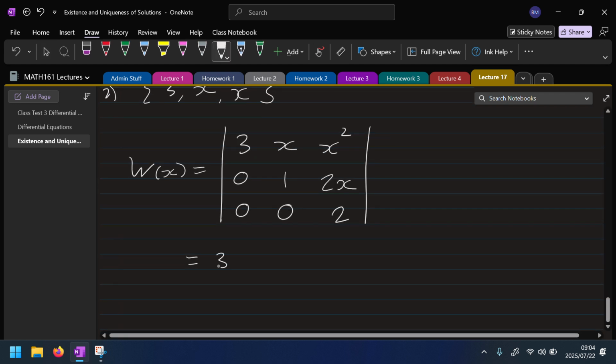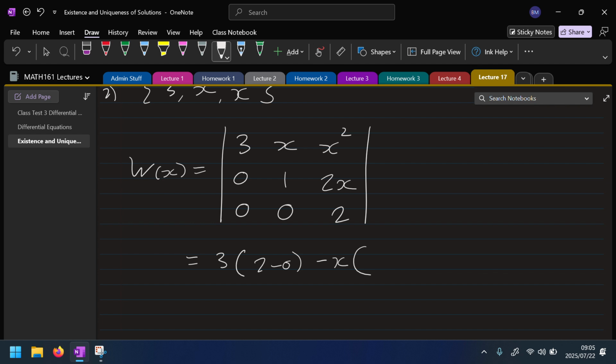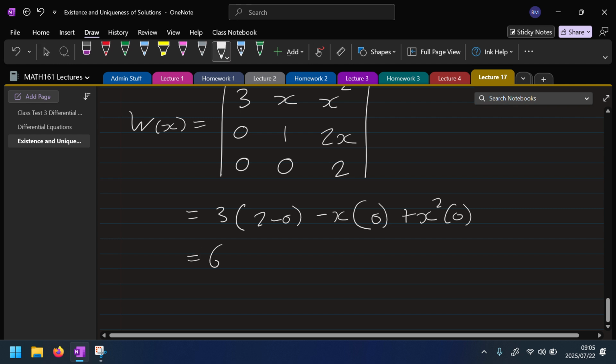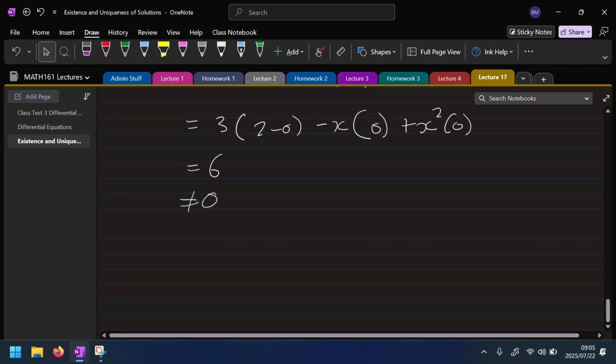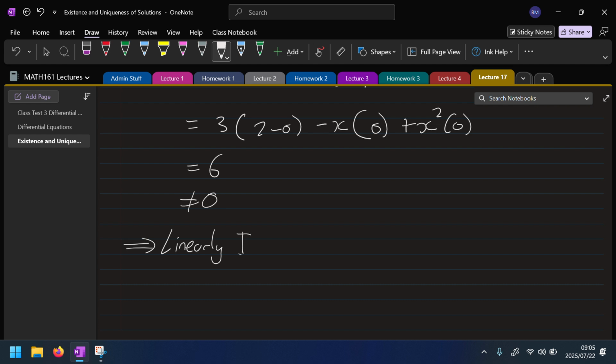Okay, so this is going to be 3 for the first element there. Then we're going to have 2 minus 0 minus x. And then you can just check that. We got the zeros there, so there'll be 0 plus x squared. And again, we got the zeros there. Okay, so 3 times 2, that will be 6. That is definitely not 0. So we go to case 1. So it's linearly independent. All right. Any questions for the 3 by 3?